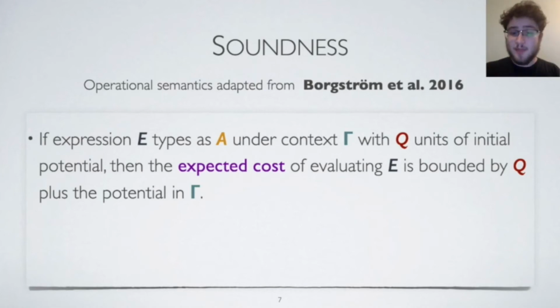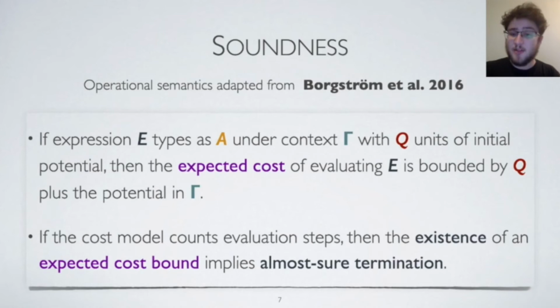This soundness statement should seem familiar. It is exactly the key takeaway of the potential method mentioned earlier. The initial potential bounds the cost. This holds even for programs that may not terminate. We can also say that if the cost model counts evaluation steps, then the existence of any expected cost bound at all implies almost sure termination.